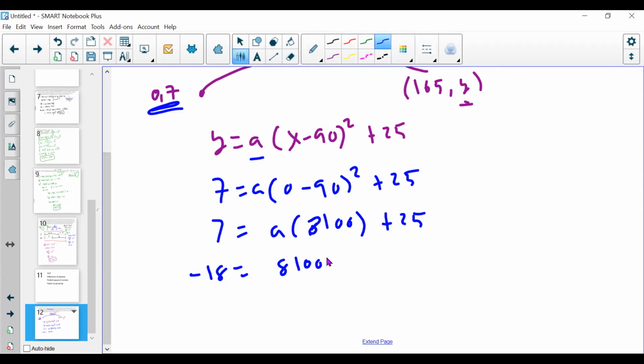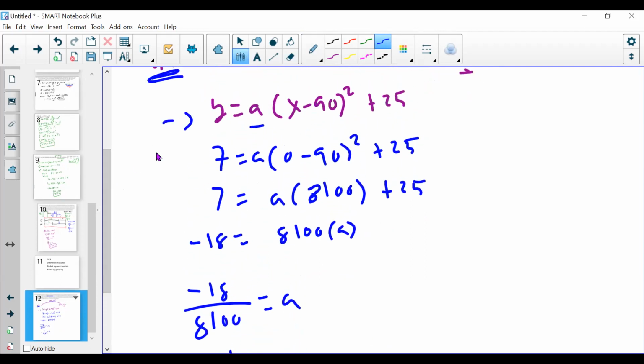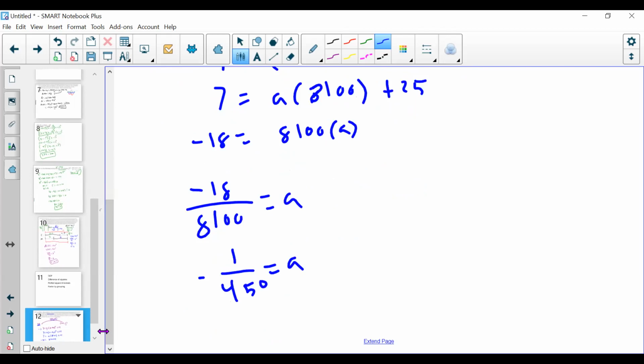8100 A. Divided by 8100, we get negative 18 divided by 8100 equals A. This reduces down to negative 1 over 450. So what I did, I figured out my quadratic formula by using my vertex. Negative 90 squared would be positive, I just kind of messed up there. Then I solve this out for A, and I get negative 18 over 8100, and that reduces down to negative 1 over 450.